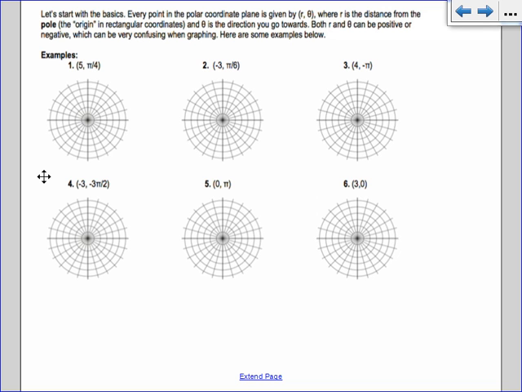Okay, so let's start with the basics. Every point in the polar coordinate plane is given by (r, theta), where r is the distance from the pole, which is really like the origin in rectangular coordinates, and theta is the direction you want to go towards.